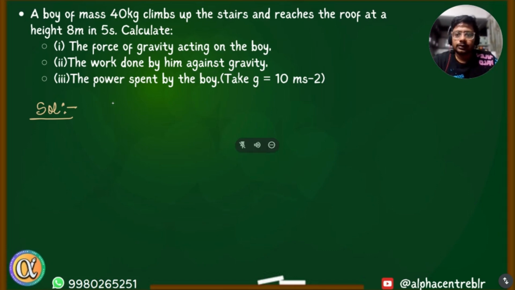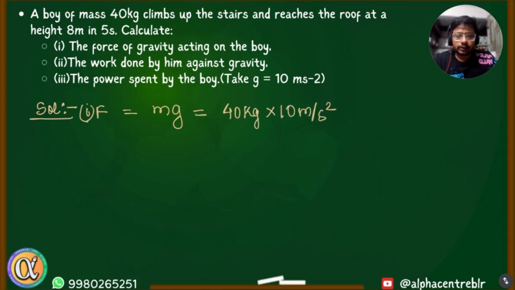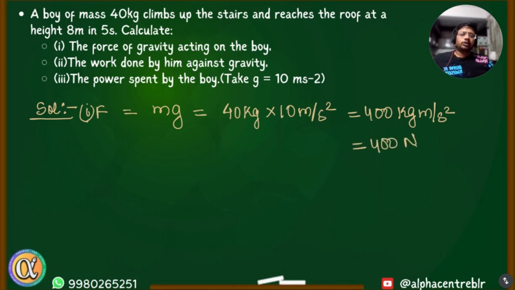We use W is equal to mgh, but that is for the second part. First part, they are only asking for the force. So force is weight, which is mg. Here I can say the force against gravity is mg. So 40 kilogram multiplied with g, 10 meter per second square, that is 400 kilogram meter per second square, or 400 Newton. Unit for force is Newton. Kilogram meter per second square is nothing but Newton.